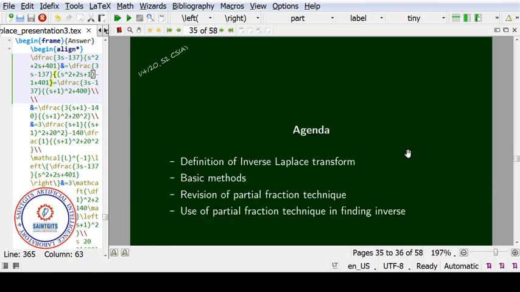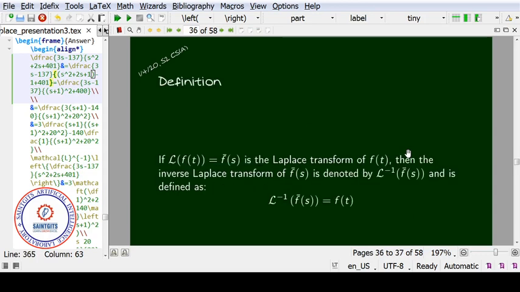In this session we will discuss a definition of Inverse Laplace Transform, basic methods, revision of partial fraction technique in view of Inverse Laplace Transform, and use of partial fraction technique in finding inverse Laplace transform.